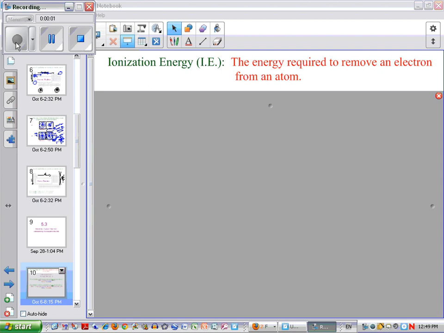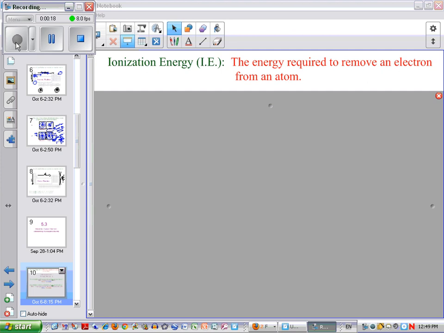This is the Chem 1 lecture over periodic trends, part 2. So last time we talked about atomic radius and ionic radius. We're going to talk about 4 new trends, the first one being ionization energy, abbreviated IE. It's the energy required to remove an electron from an atom.